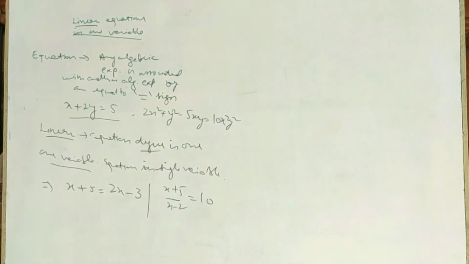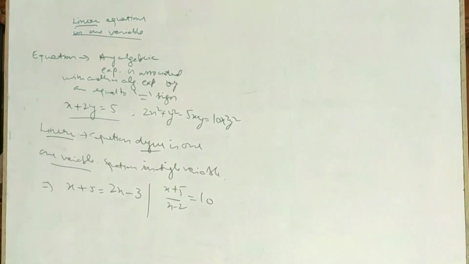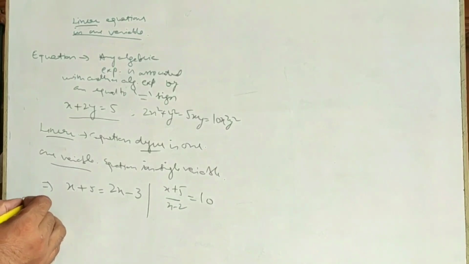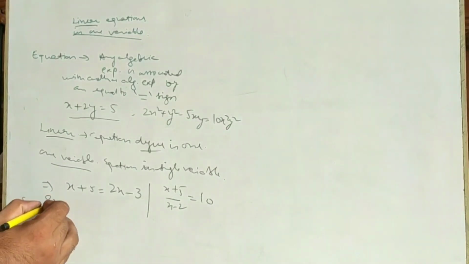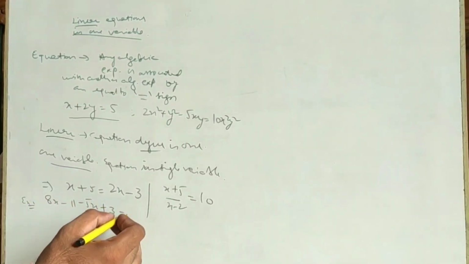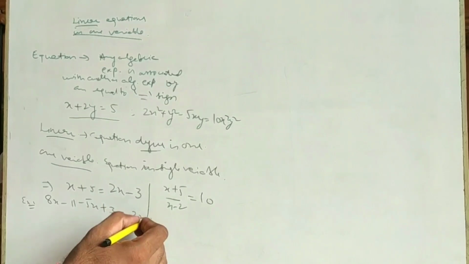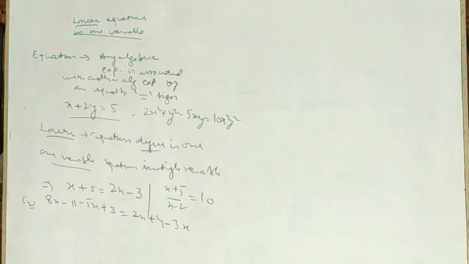So, discussing about this, first example we have, example number 1: 8x minus 11 minus 5x plus 3 equals 2x plus 4 minus 3x. This is the first example.